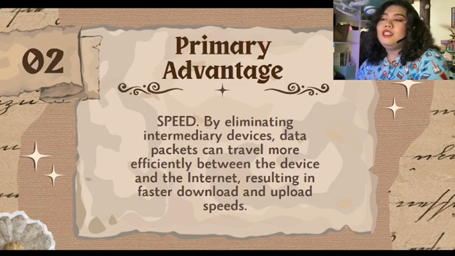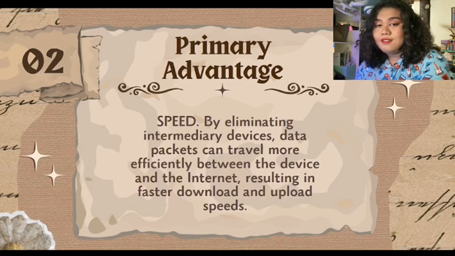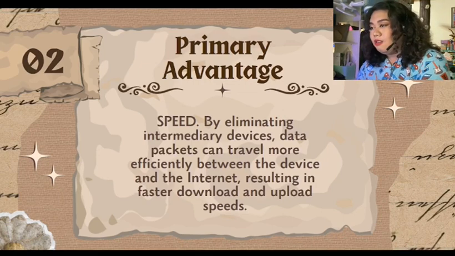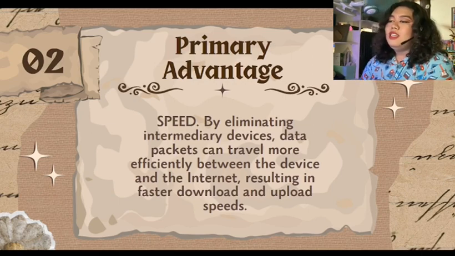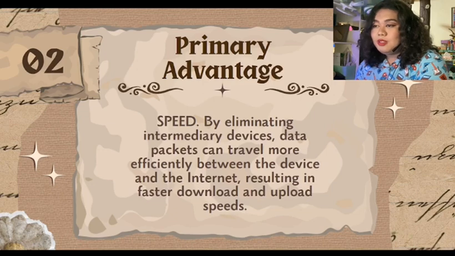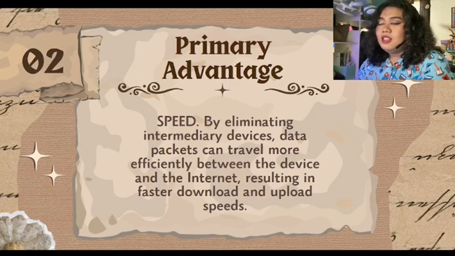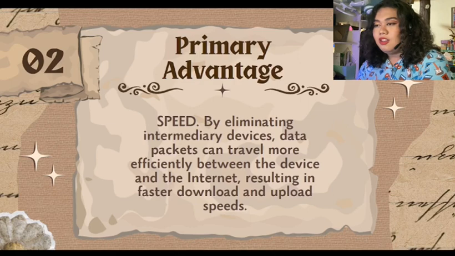By eliminating intermediary devices, as I have said earlier, data packets can travel more efficiently between the device and the internet, resulting in faster download and upload speeds. Additionally, the absence of network devices between the device and the internet reduces latency, which can be crucial for real-time applications, like when you stream movies and videos on YouTube or any other websites, online gaming, and video conferencing like Zoom, Google Meet, you know.